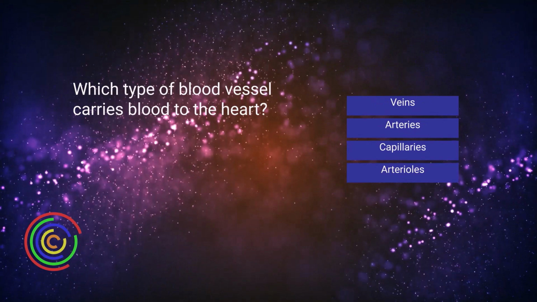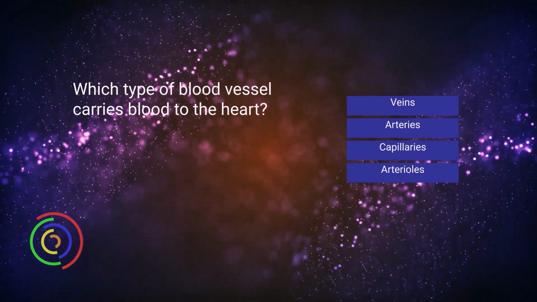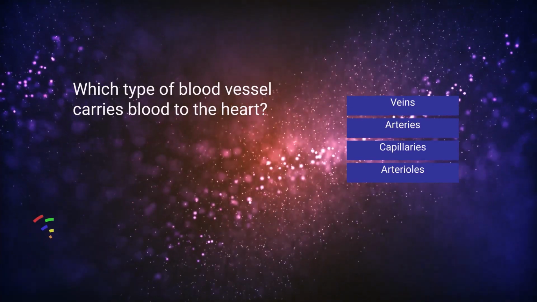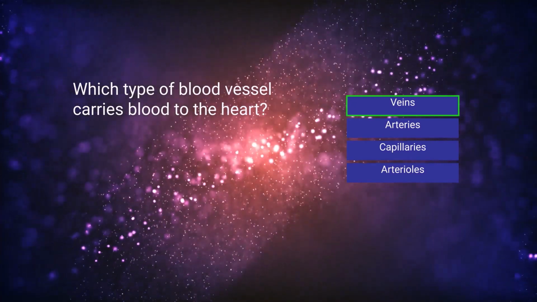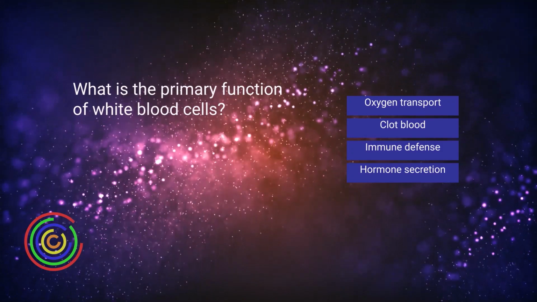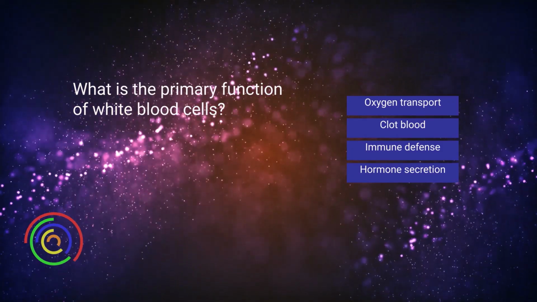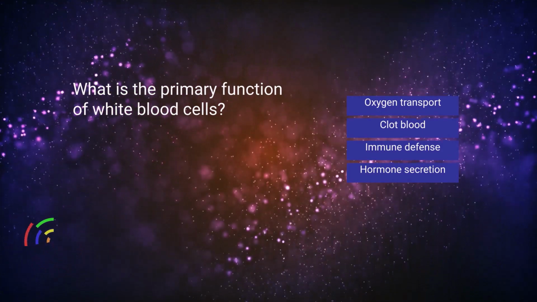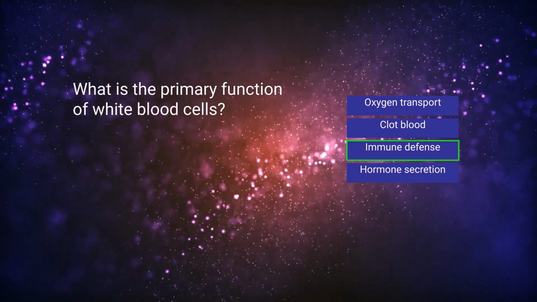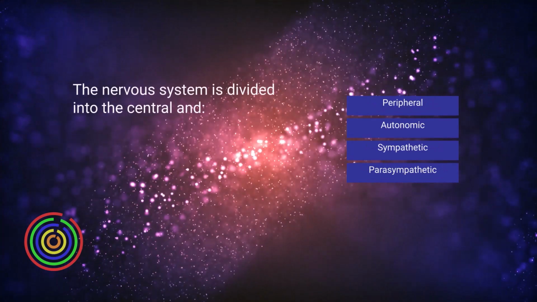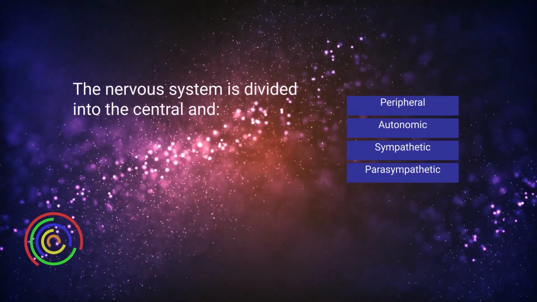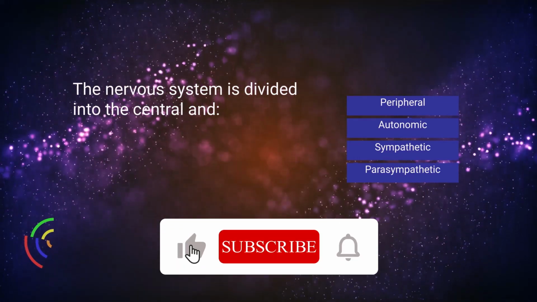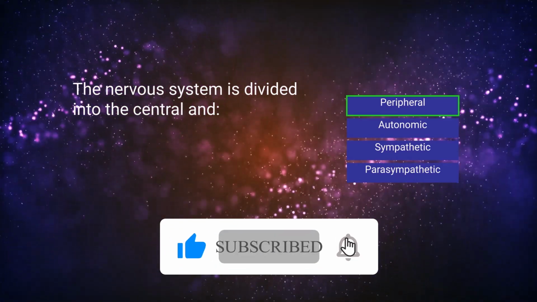Which type of blood vessel carries blood to the heart? Veins. What is the primary function of white blood cells? Immune defense. The nervous system is divided into the central and peripheral.